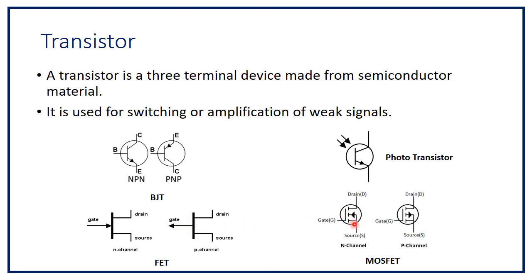These two are the symbols of the N channel MOSFET and the P channel MOSFET. Again, the N channel MOSFET also has three terminals: drain, source and gate. Here the arrow is inward. This is the symbol of the P channel MOSFET, with drain, source and gate. Here the arrow is outward.